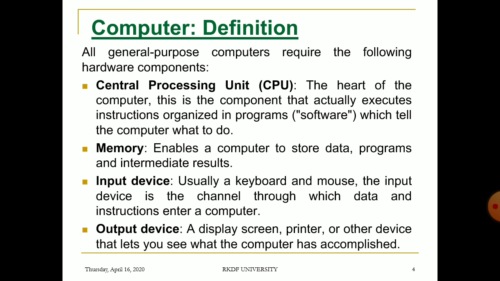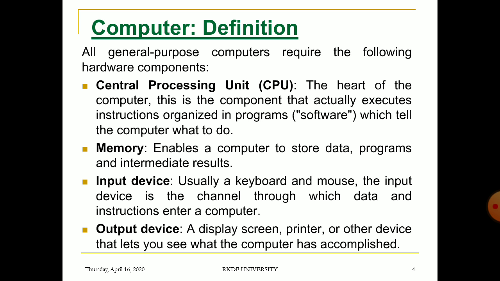Now, all general purpose computers require the following hardware components. All general purpose computers have these essential components. First is the CPU, that is central processing unit, the heart of the computer. This is the component that actually executes instructions organized in programs or software. It tells the computer what to do. The central processing unit is responsible for performing arithmetic and logical operations and also for controlling the different components connected to the CPU.